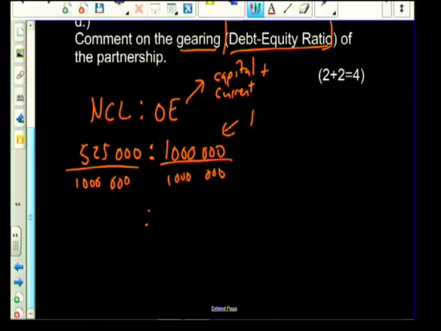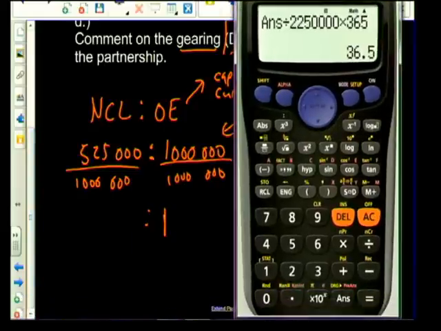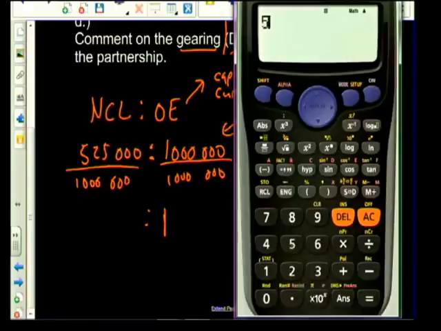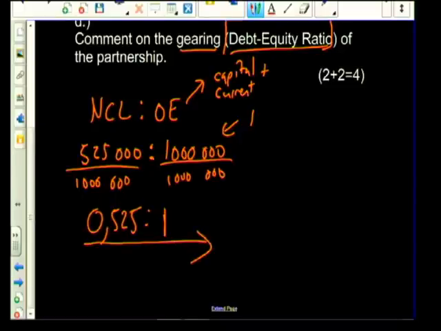On the right-hand side, 1 million divided by 1 million is 1. On the left-hand side, we need to get our calculator out. And we're going to take 525,000 divided by 1 million. The answer comes to 21 over 40, which as a decimal is 0,525. So we can list that here as 0,525. Just round it off. Well, it's only 3 decimal places. Let's leave it as 0,525 to 1. So that is our debt equity ratio of the business.